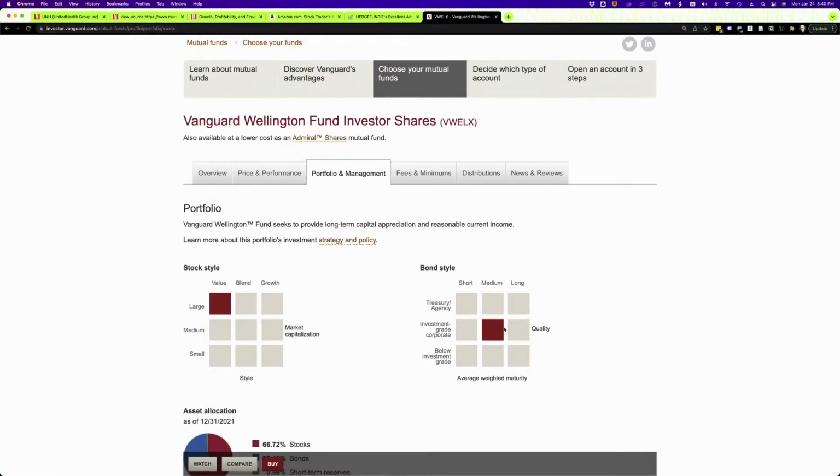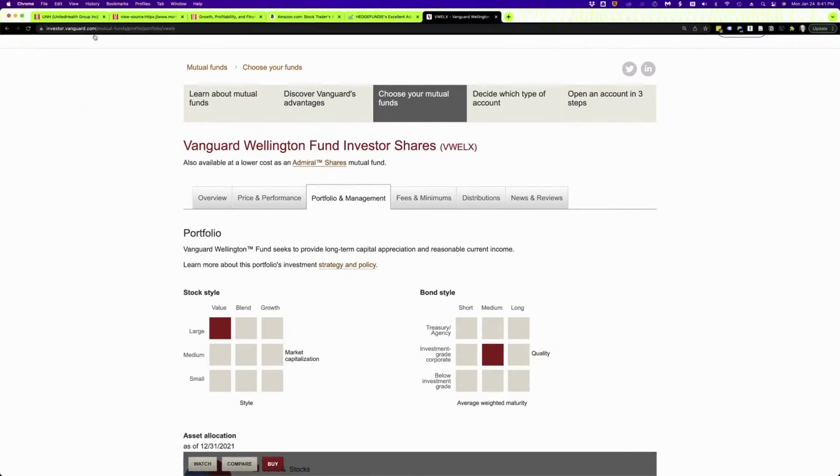And the bond style would tell me that it's intermediate term, so duration's probably, we could look it up, probably 6-7 years, I'm guessing. And it's a mix of treasuries and investment grade bonds. That's my guess based on that. VWELX. Let's look it up.